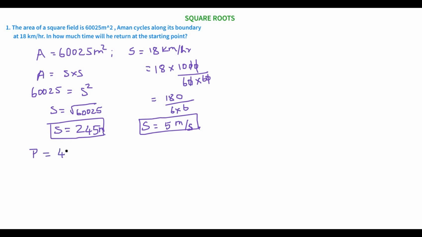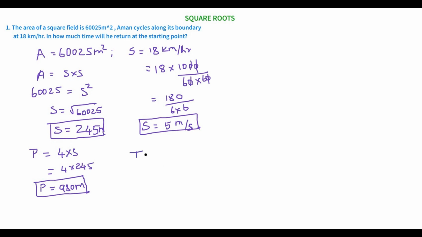Right, it's 4 times S. We don't know the perimeter, we know the side. So it is 4 times 245. So the perimeter which we have got is 980 meters. So now we have got the perimeter with which he was traveling around. So he has to travel 980 meters. So now let's find the time taken.